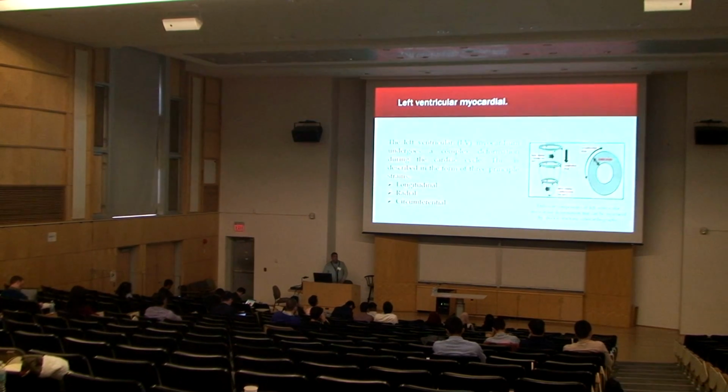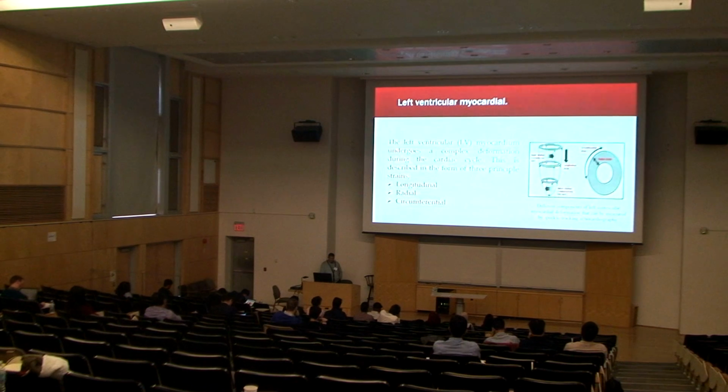My goal is to make all that done by computer using image processing. For example, here I show you on the right the left ventricle. The myocardium undergoes a complex deformation, and we could divide this deformation into three different strains. The first one is longitudinal, the second one is radial, and the third one is circumferential. So the left ventricle has three different changes of shape.